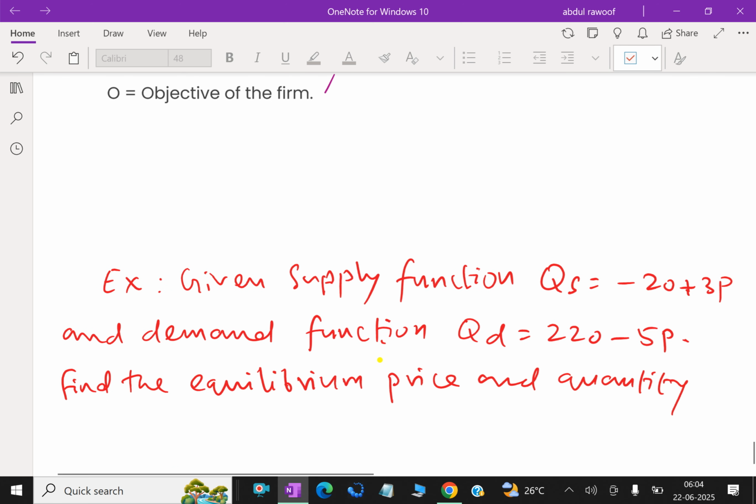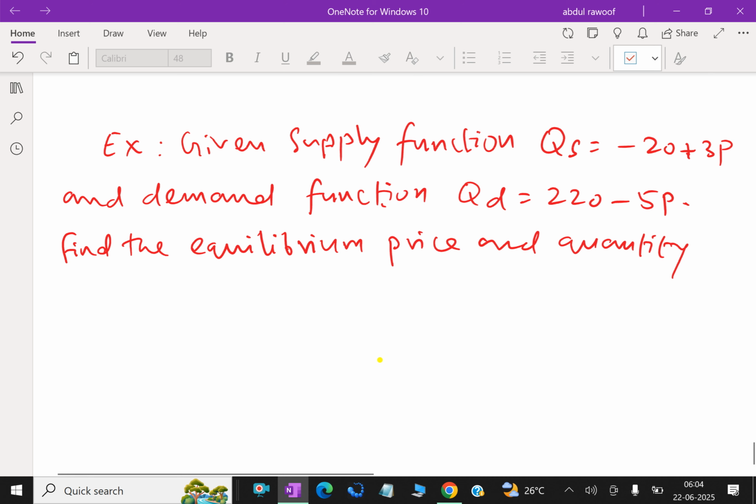Now we'll do an example problem so we can understand this concept. Example: given supply function Qs equal to minus 20 plus 3P and demand function Qd equal to 220 minus 5P, find the equilibrium price and quantity. What is equilibrium? Equilibrium occurs in a market when the supply function is equal to the demand function.